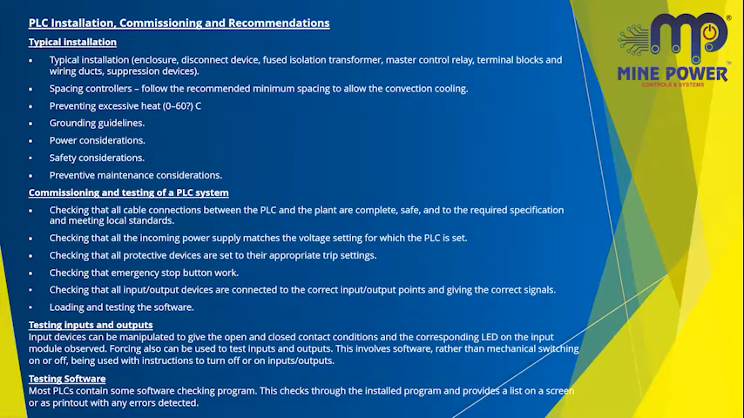And then, to test inputs and outputs, input devices can be manipulated to give open and closed contact conditions, and the corresponding LED on the input module is observed. Forcing can also be used to test inputs and outputs. This involves software rather than mechanical switching on or off. This is the basic thing, used with instructions to turn inputs and outputs off.